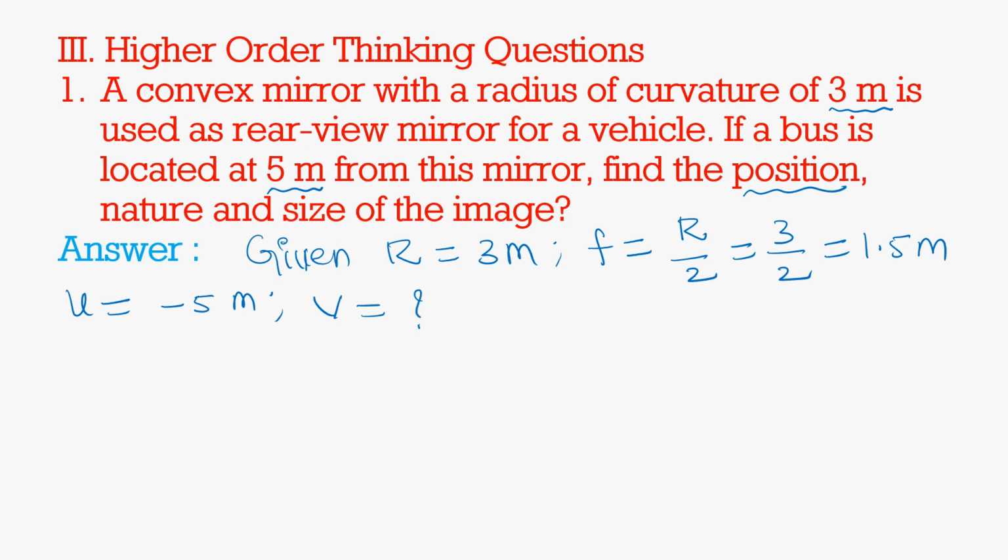So by using the mirror formula, 1 by f is equal to 1 by u plus 1 by v. Now 1 by v is equal to 1 by f minus 1 by u. Now substituting the values, 1 by v is equal to 1 by f, that is 1 by 1.5, minus 1 by u. Here u they have given as minus 5.